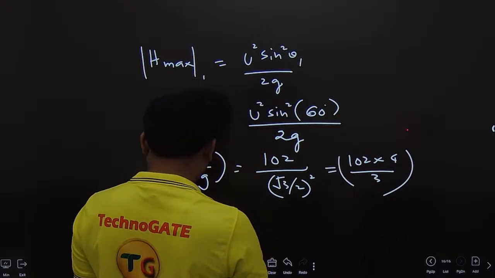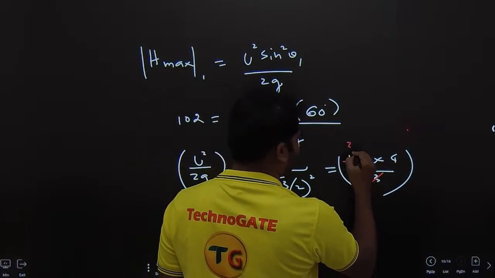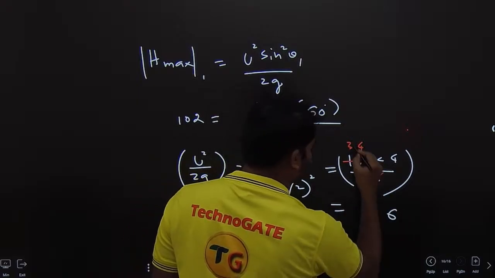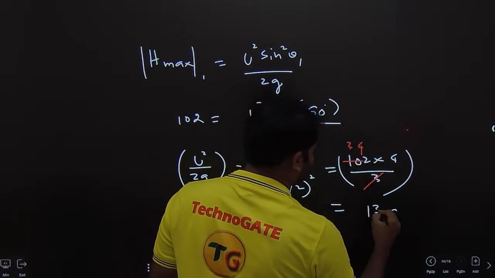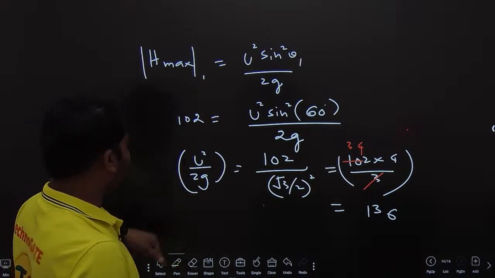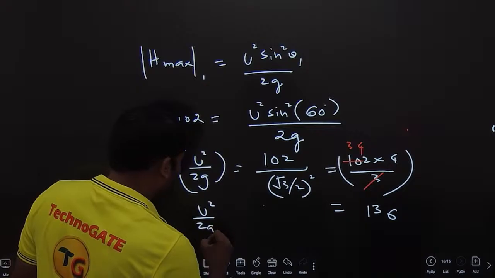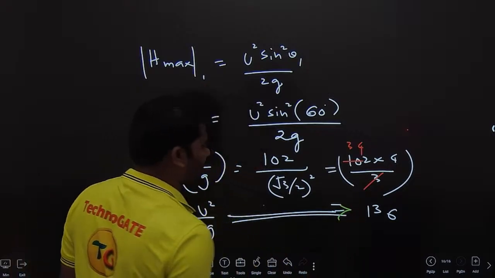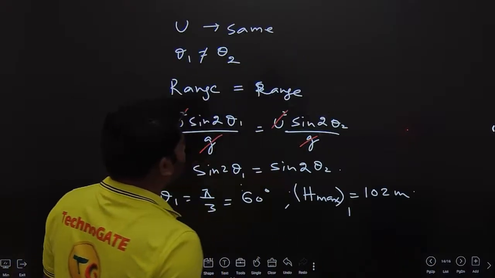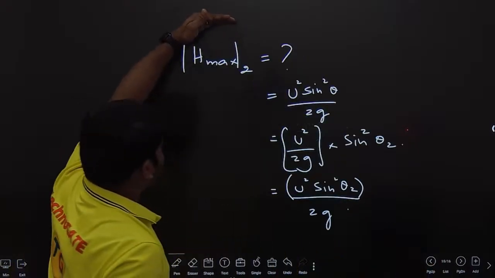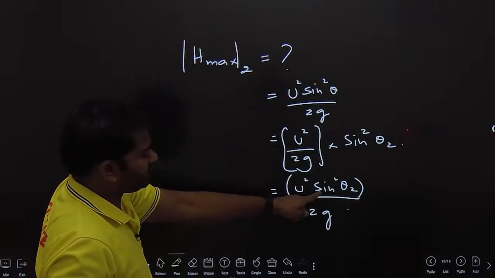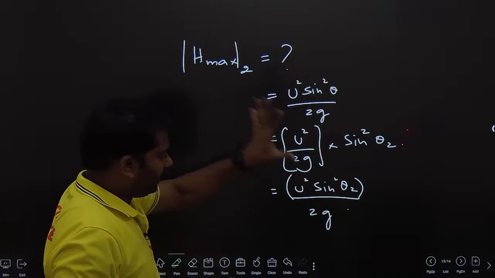This is a multiple of 3 only. 3 threes are 9, 3 fours are 12, which comes out to be 34 into 4, that is 136. So the u square by 2g value is coming out to be 136. Let us substitute this in the second one. Here, we need to get h max 2, which is based on this u square by 2g into sine square theta 2. Let us substitute there.